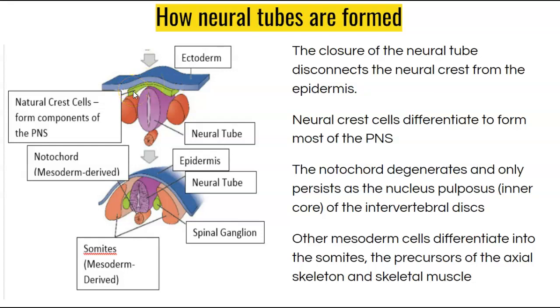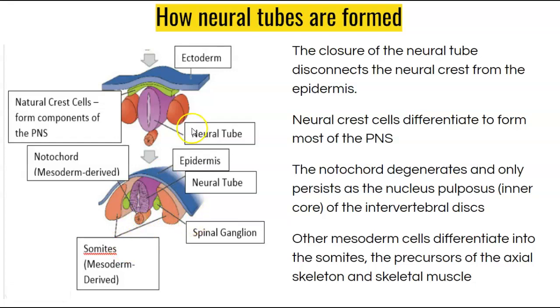These cells differentiate to form most of the peripheral nervous system, and that's basically anything that involves nerves that is not your brain or spinal cord. So the peripheral nervous system would be any nerves that are in your fingertips or anything like that. Okay, the notochord will degenerate, this tiny thing at the bottom, and persists as the nucleus pulposus, which is the inner core of the intervertebral discs. Those are the discs that go in your spinal cord.